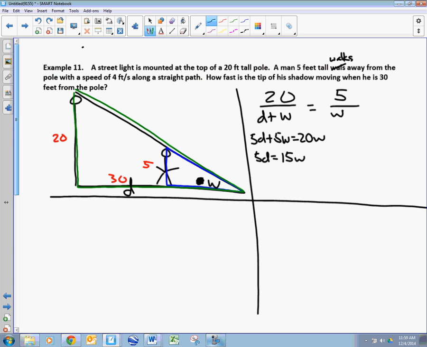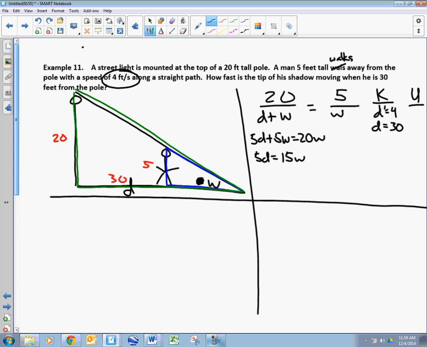When I take the derivative of 5d, what do you get? 5d prime. So do you need to know d? D has no bearing on the problem at all. Do you need to know d prime? Yes. Do we know d prime? So he's walking away from the pole with a speed of 4 feet per second. So our knowns, d prime is equal to 4. We know d is equal to 30, but we don't need it.